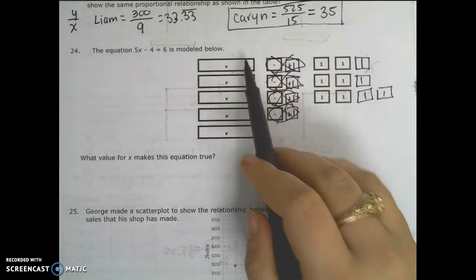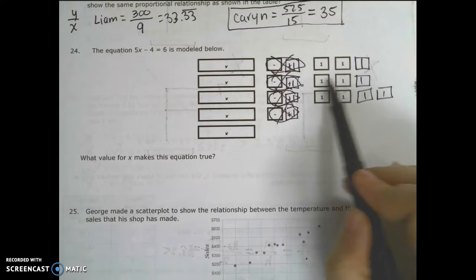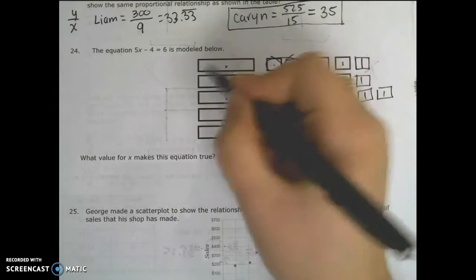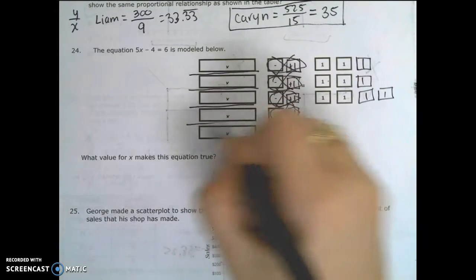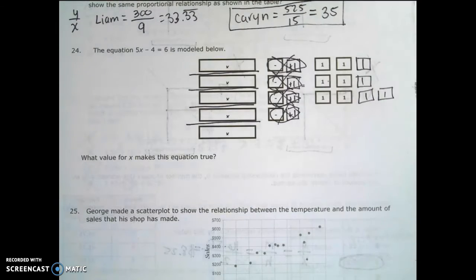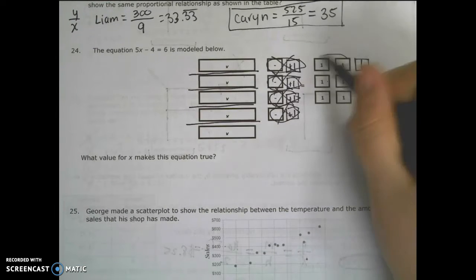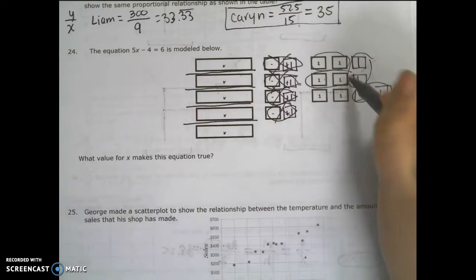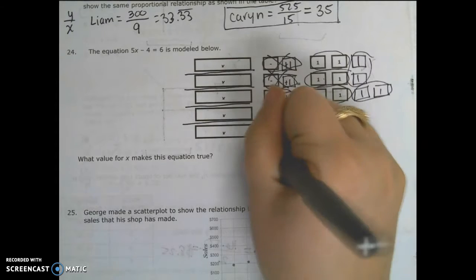Then we have 1, 2, 3, 4, 5 x's equals 1, 2, 3, 4, 5, 6, 7, 8, 9, 10 ones. And we split this up into 5 different parts. So we have to split this off into equal parts. Each group has 2 ones in it. So my x is equal to 2.